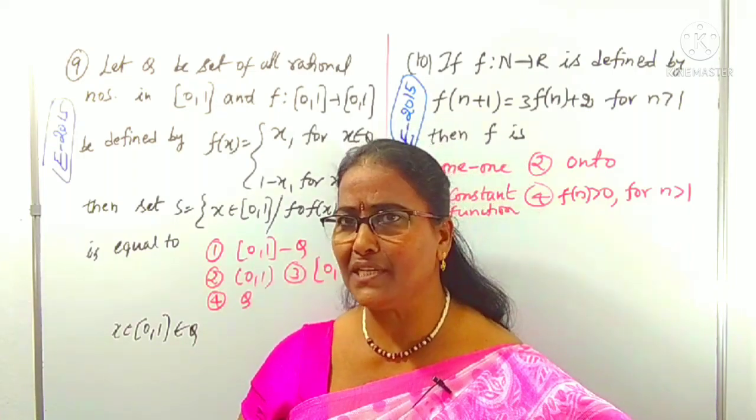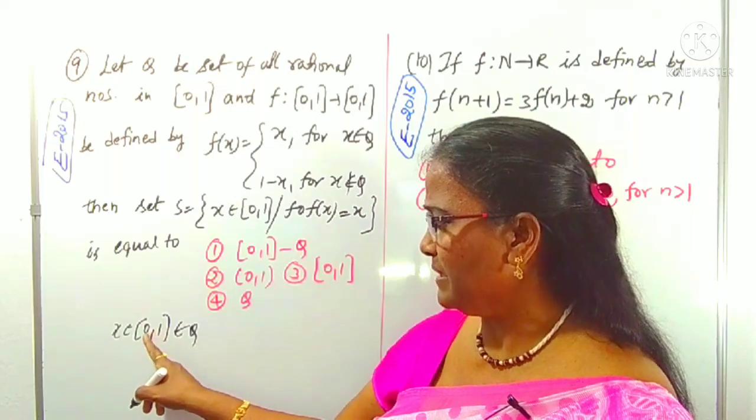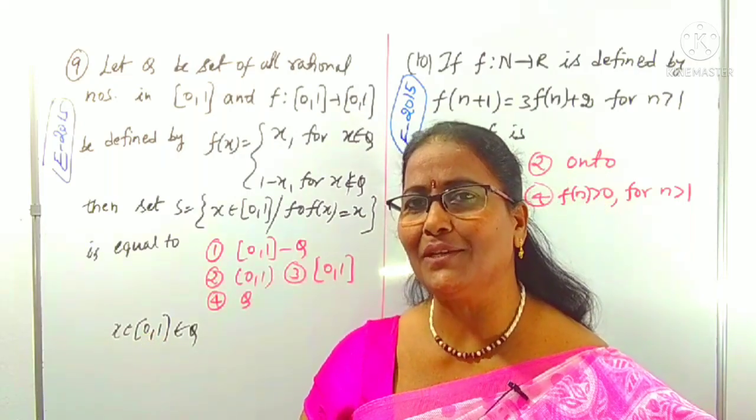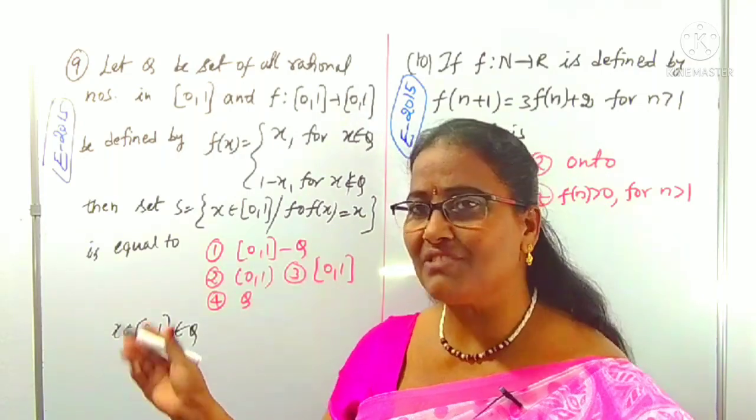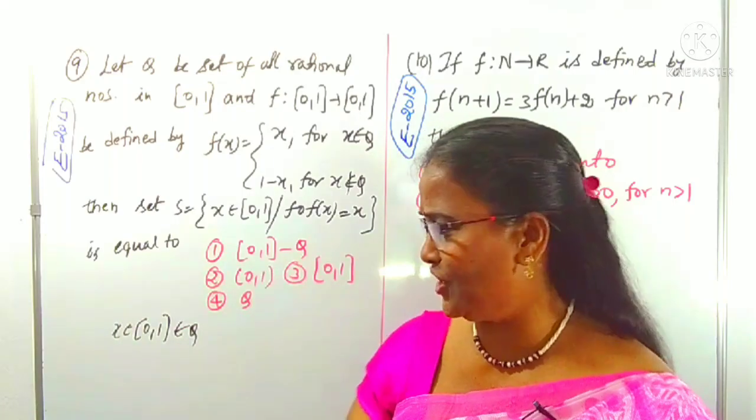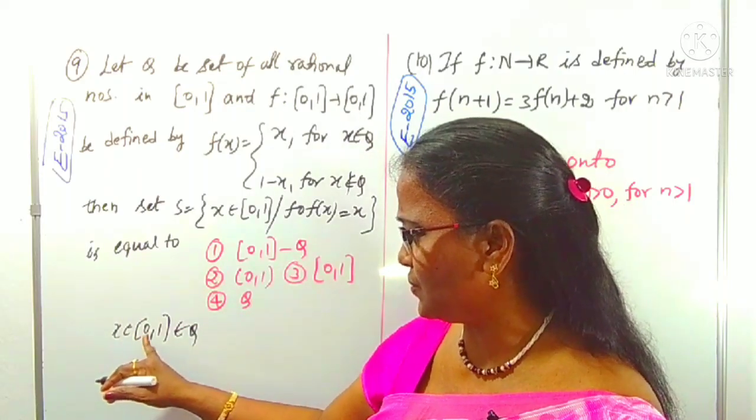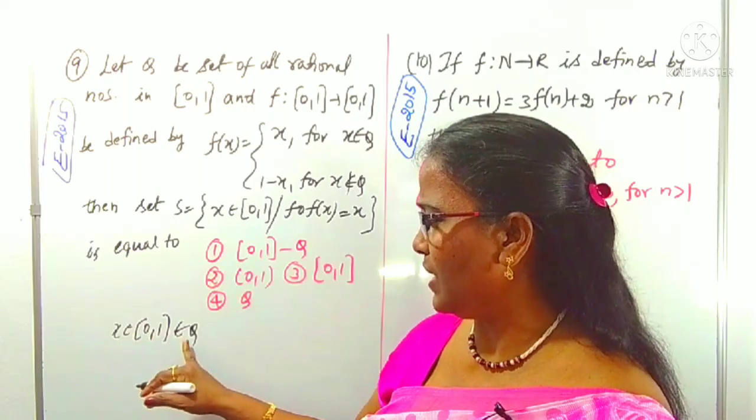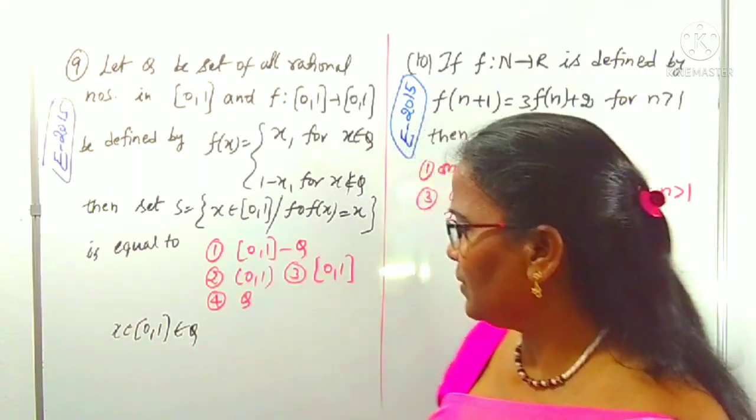0 is a rational number, 1 is also a rational number, and the values between 0 and 1 are also rational numbers. What are the values which lie between 0 and 1? They are also rational numbers. Indirectly, x belongs to 0 to 1 means x belongs to rational numbers.